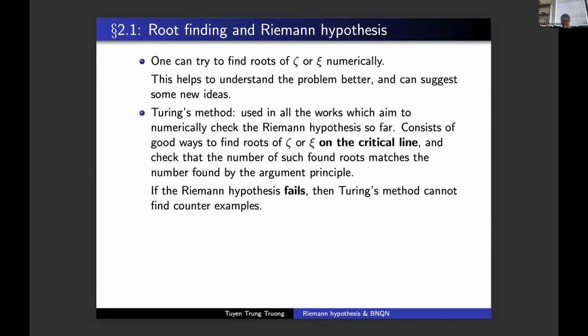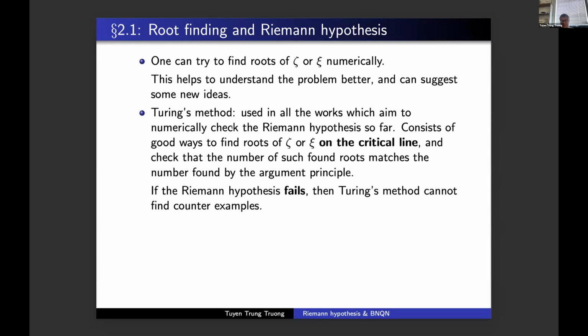So it's just considering the restriction of the Riemann zeta function to the critical line, and it counts the number of roots on this critical line up to some height, and it compares with the number which we get from using the argument principle. If they're the same, then it means that we have all the roots on the critical line. So in particular, Turing's method cannot be used if the Riemann hypothesis fails.